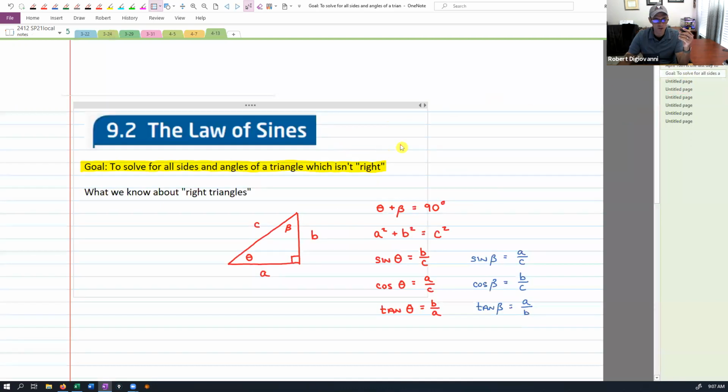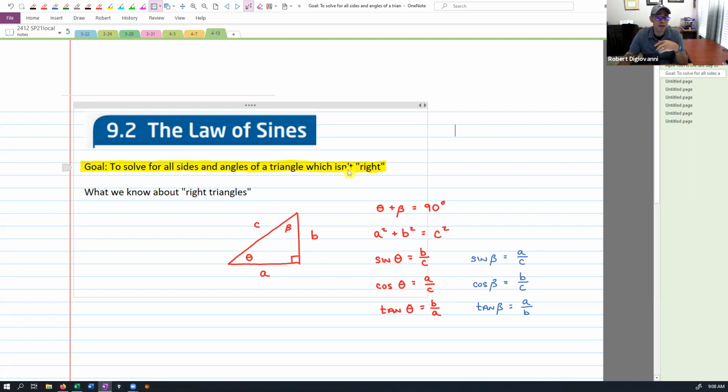And 9.2 is a very important law. It's really just a set of equations that we can use. And what the law of sines allows us to do is solve for all the sides and all the angles of a triangle which is not a right triangle. Okay, so the important thing is what we're going to be looking at today are triangles that are not right triangles.